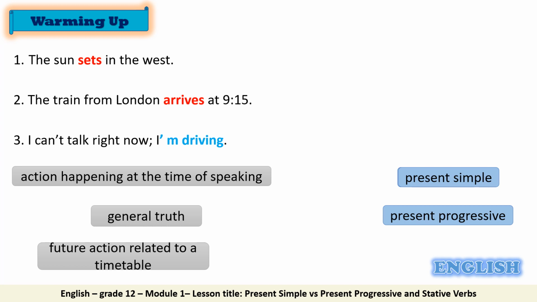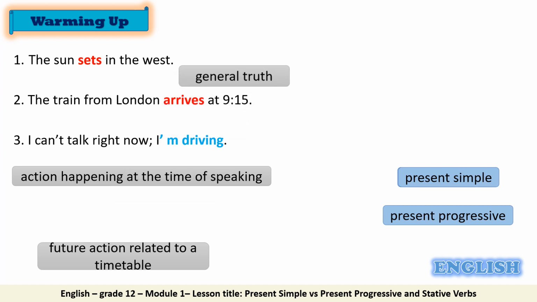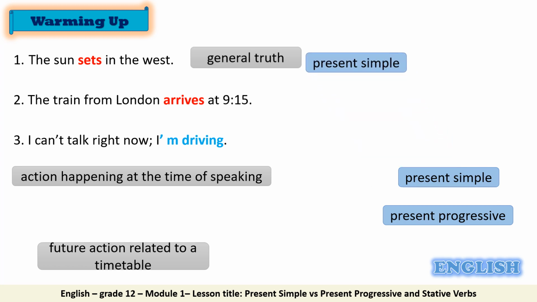Let's then check together. Sentence 1. The sun sets in the west. What do you think it expresses? Amazing! That's certainly a general truth or a fact. It is a thing that is known or proved to be true. And so, which tense is required here? Excellent! It's the present simple tense.